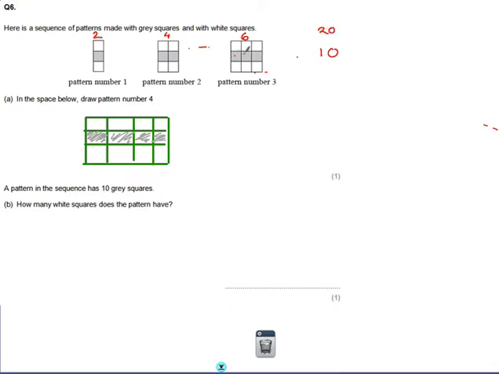So every time we have 3 grey squares, we have double the white. 2 grey squares, double white. 1 grey square, double it for white.